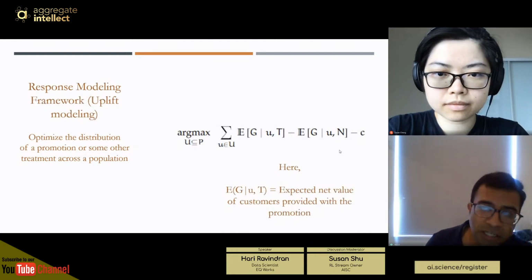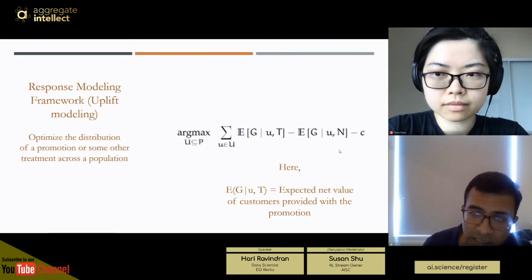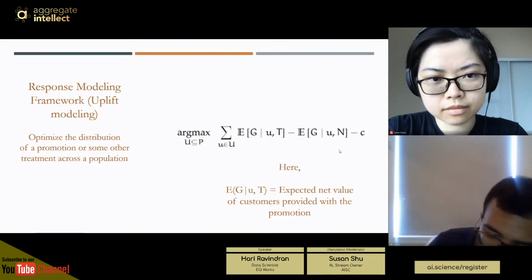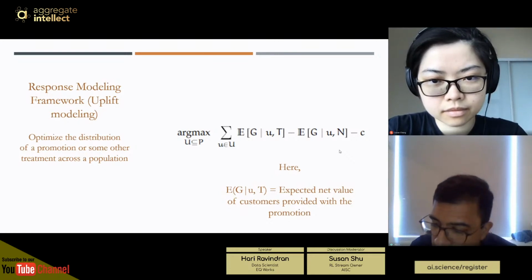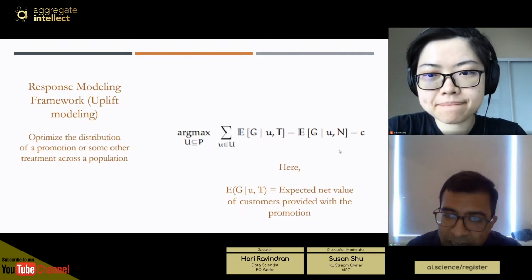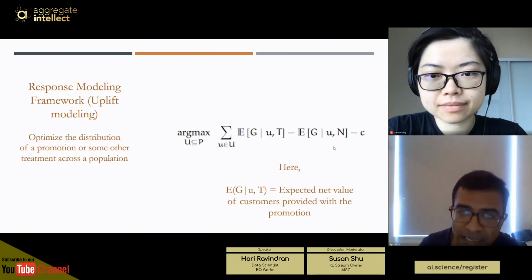In this formulation, what you're doing is you're looking at the difference in the net value between someone who was targeted with a campaign versus that same someone who wasn't targeted with a campaign. So what is going on here? Well, basically you are trying to identify customers who will respond to your marketing action. So that's what's captured in the first term of the sum.